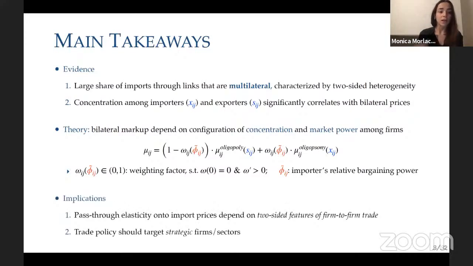The implications of our theory is that we're going to show that this theory of two-sided market power in trade has implications for the pass-through elasticity onto import prices, which again are going to depend on the two-sided features of firm-to-firm trade. And finally, we're going to argue that trade policy should target specific strategic firms and sectors, and the comparative advantage of certain firms and sectors are going to depend again on how the market shares are distributed across importers and exporters.